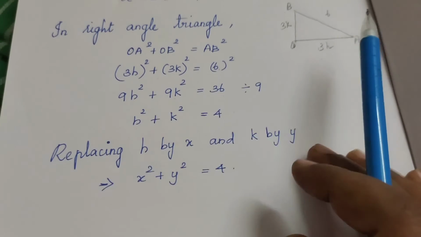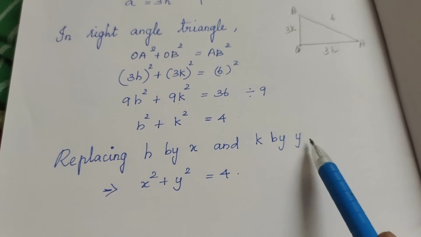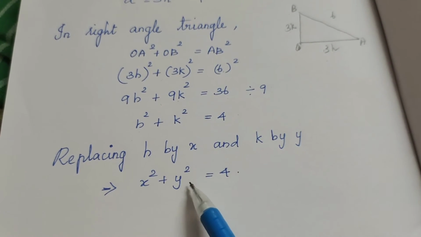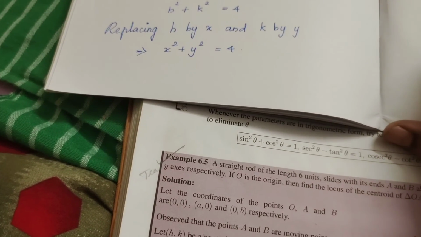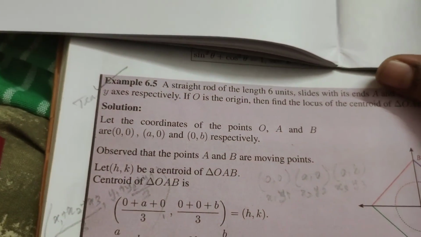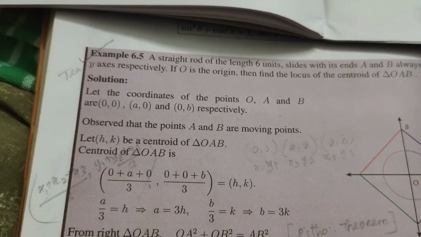Okay, as per the last step, we are replacing h by x and k by y. We are getting x square plus y square equal to 4. Okay, so this is the locus of the centroid of triangle OAB.